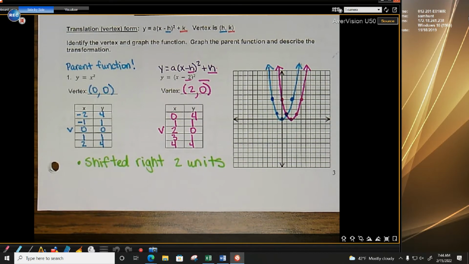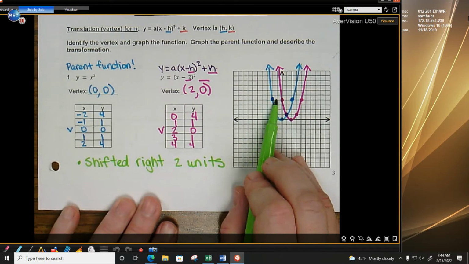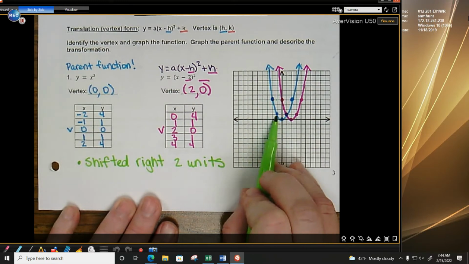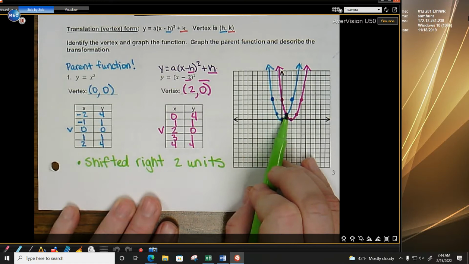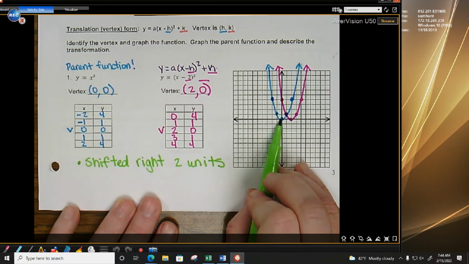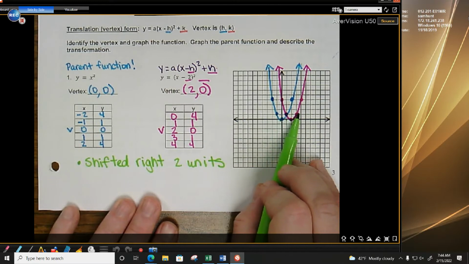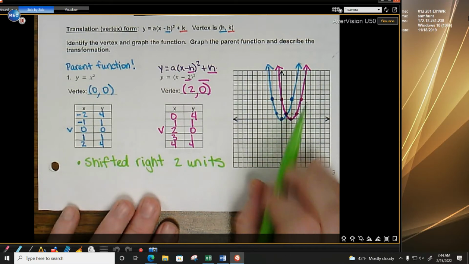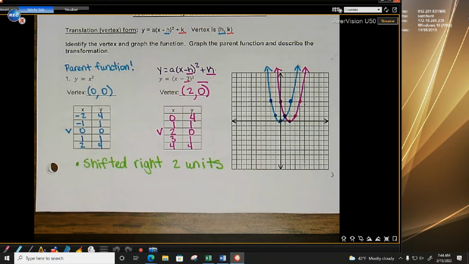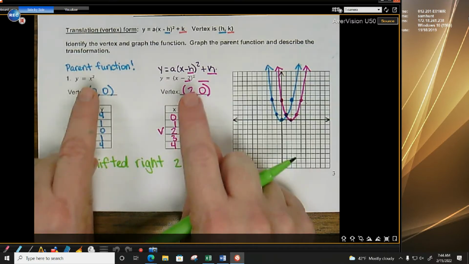We okay with that? If I took this blue point, move it 2 to the right, 1, 2, I'm now at the pink. Take this blue point, 1, 2, I'm now at the pink. Take the vertex, 1, 2, I'm now at the pink. So every point is shifted right 2. Do we see that? Looking at your equations, what changed?